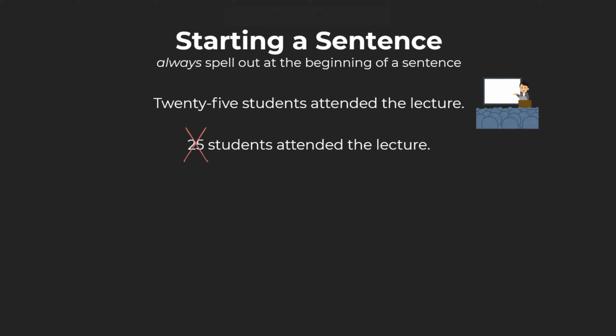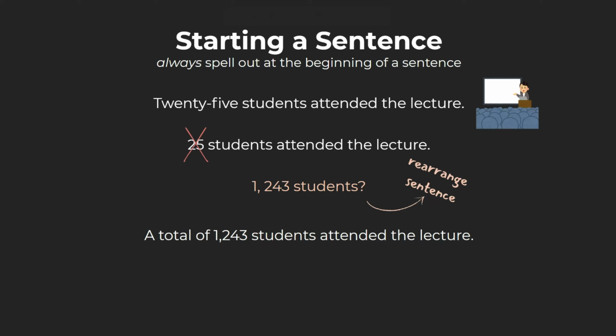But what if the number is much larger, say 1,243 students? In that case, instead of starting the sentence by writing out this entire number, the author will rearrange the sentence. For example, a total of 1,243 students attended the lecture. Another option is to write the sentence in the passive tense. The lecture was attended by 1,243 students. This way, we keep the rule of not starting a sentence with a numeral, but we also don't have to write the number out in its entirety.